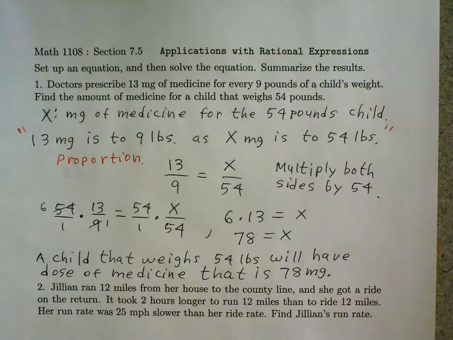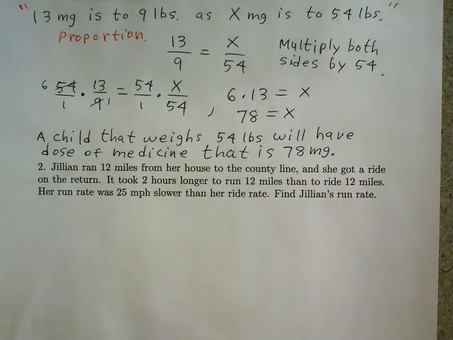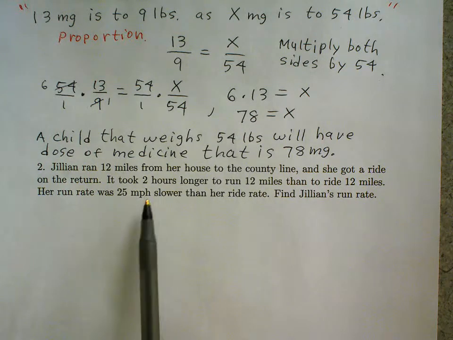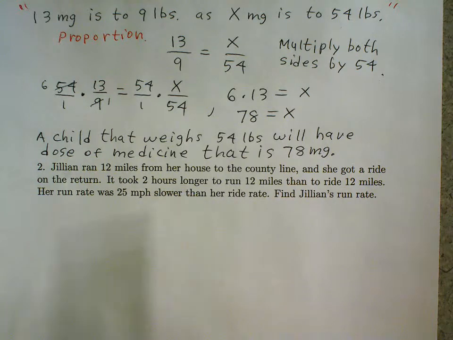Okay, the next problem, number 2. This one says, Jillian ran 12 miles from her house to the county line, and she got a ride on the return. It took 2 hours longer to run 12 miles than to ride 12 miles. And her run rate was 25 miles per hour slower than her ride rate. Find Jillian's run rate.